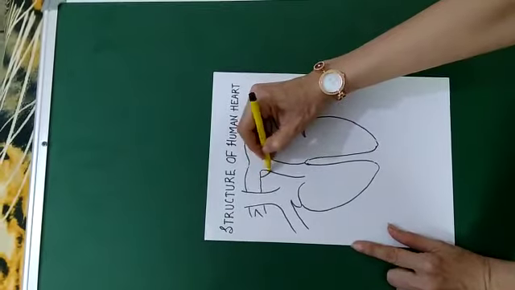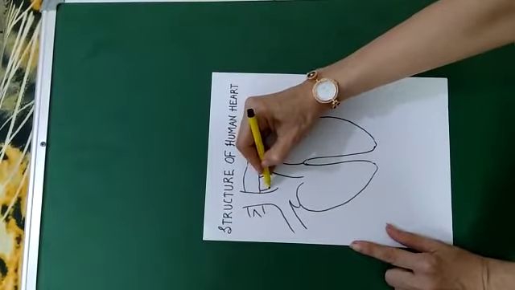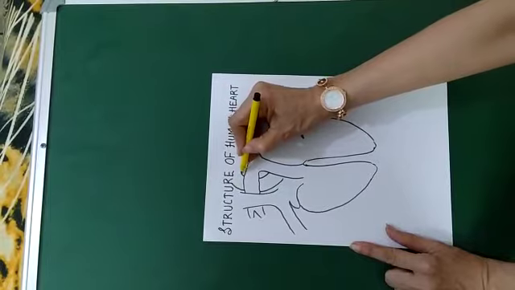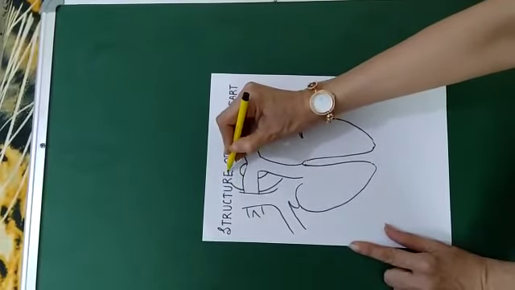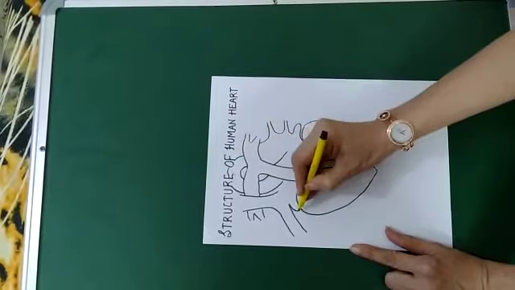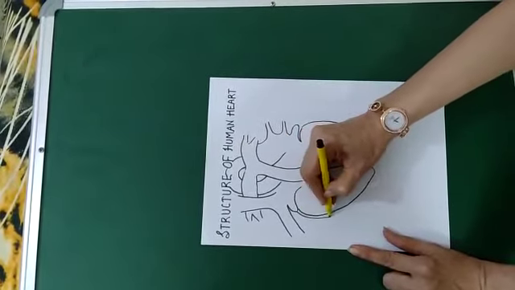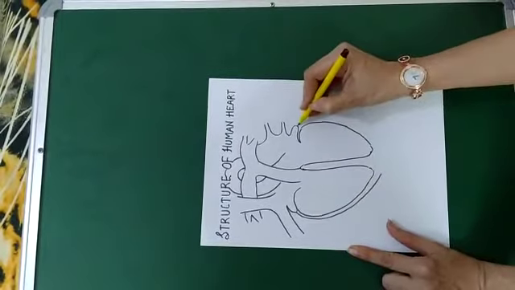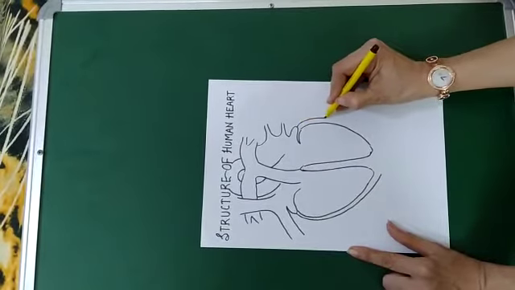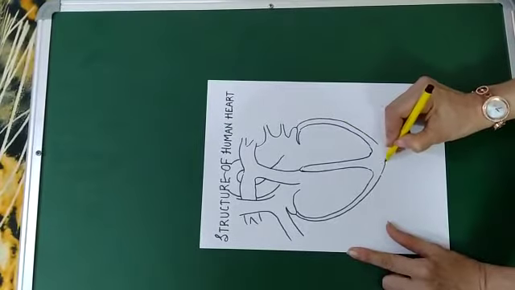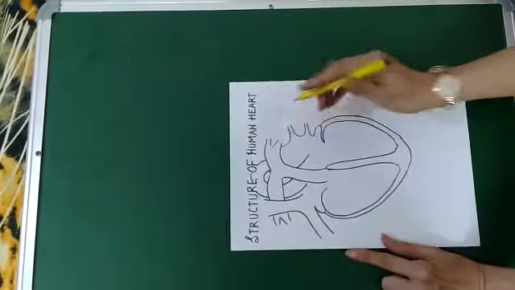Here I will continue with the outer like this. I will continue with the outer. Then I will complete the walls. Since the left ventricle has a thicker wall, I will make it thick. I will come down and complete it.